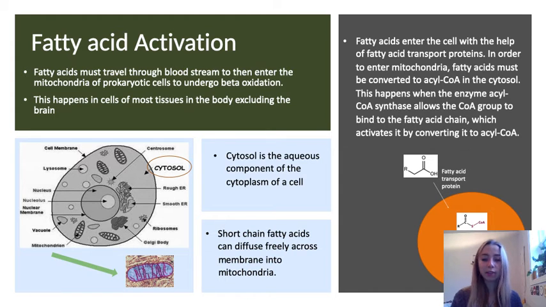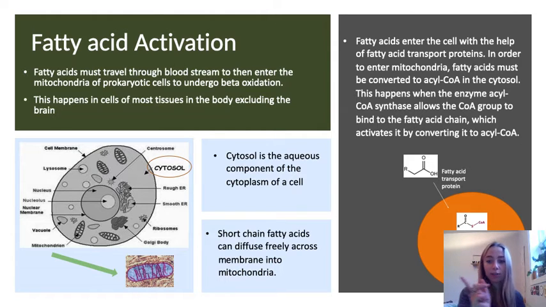So in order for beta oxidation to occur, we have to get that fatty acid into the mitochondria of the cell. But before that, we have to activate the fatty acid. So that fatty acid, once it's broken off the triglyceride, travels through the bloodstream to then enter the cells and undergo beta oxidation. And this happens in most cells in the body, for most tissues, excluding the brain. The brain cannot use the energy from fatty acids.